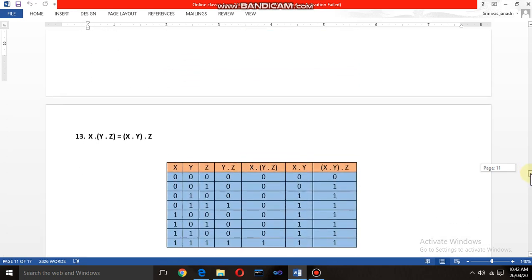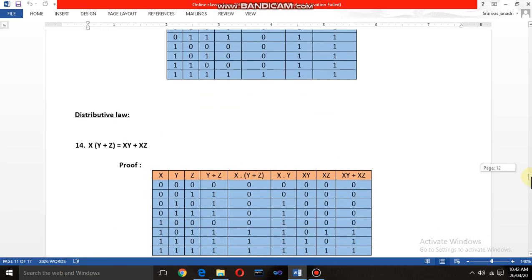Today in this class, we are going to discuss two more laws. One is the distributive law, and another one is the absorption law. The distributive law is further divided into two postulates or two expressions. The absorption law is further divided into three different laws.